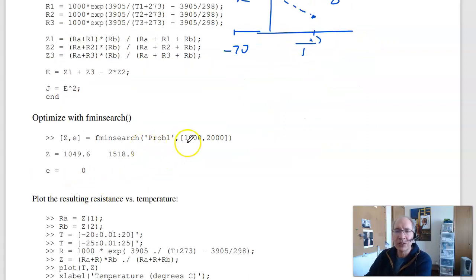With fminsearch, I can sit there and tell it, optimize this function. Here's my initial guess. Keep going. And here's what I came up with. What I'm looking for is the error being 0, and these two values are meaningful.